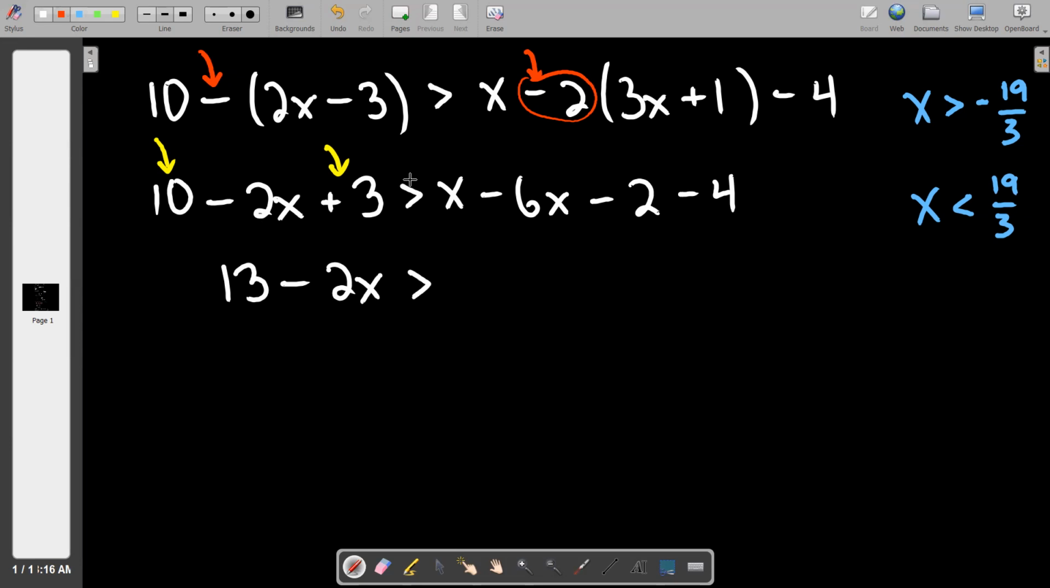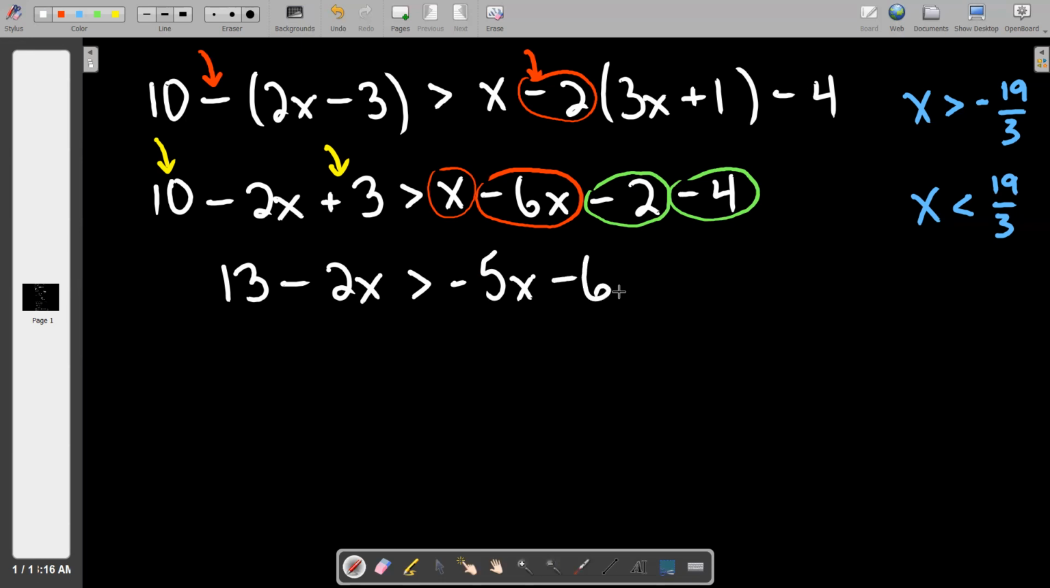On the right side, I've got quite a lot of like terms. I've got a 1x here and a minus 6x here. How many x's is that? Negative 5x. And then I've also got some like terms of an already negative 2 and a minus 4 more. What's that make?